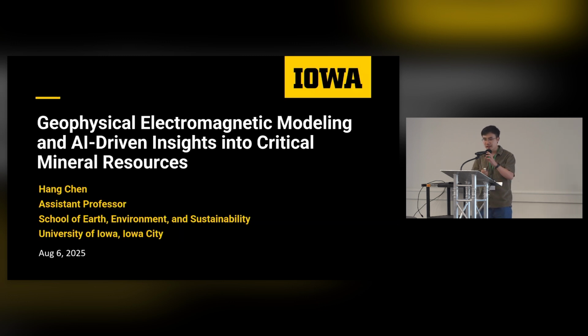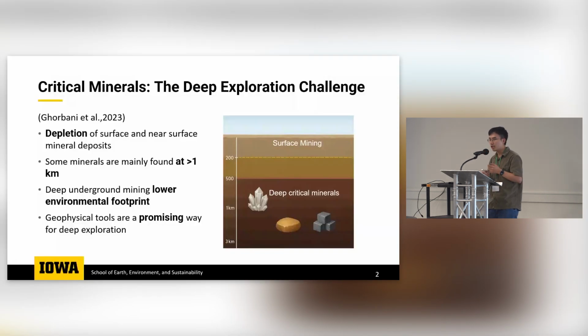Today's topic is mostly about deep critical minerals. Why do we need deep critical minerals? Because there are some conclusions from this paper, like the depletion of surface and near-surface mineral resources. We also found some critical minerals are mainly in very deep areas, and there are potentially lower environmental footprints for deep critical minerals.